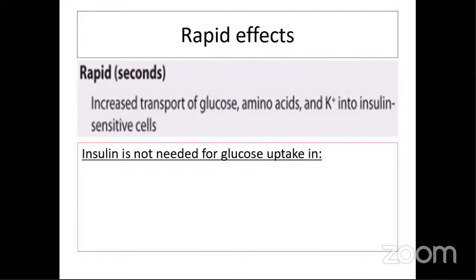And what are the rapid effects? It causes increased transport of glucose, amino acids, and potassium into insulin sensitive cells. That term is also very, very important. Certain cells are sensitive to insulin. Certain cells don't require insulin for glucose uptake. Do you understand what I said? Just look at this slide. Yes, ma'am. It's a very important fact.